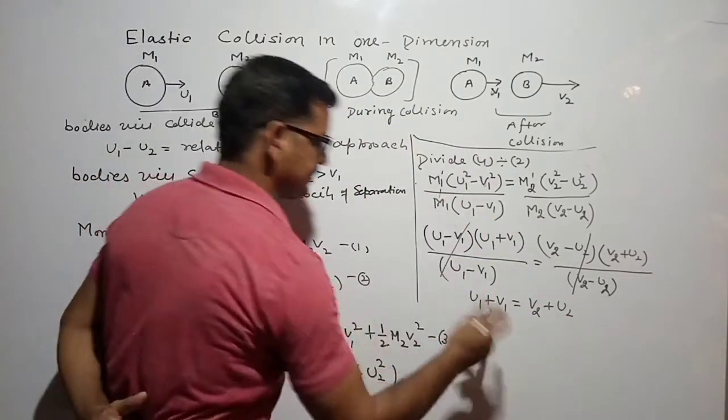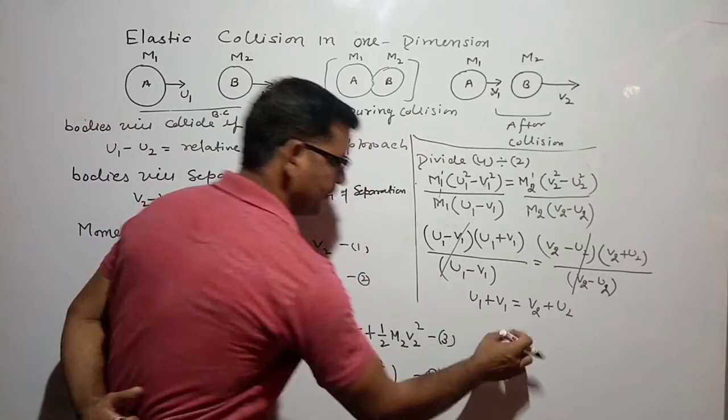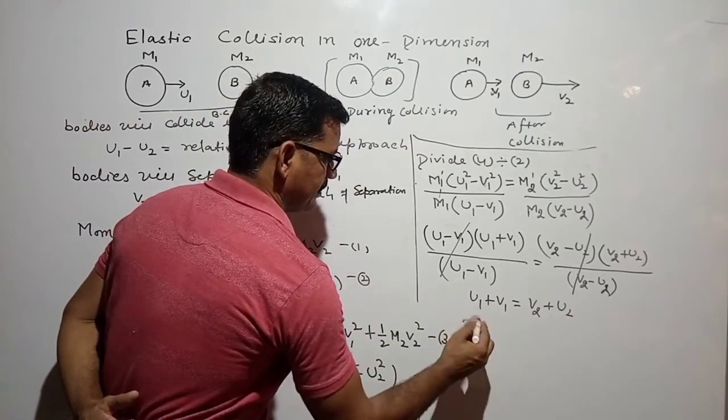So now just rearrange this, u1, take u2 here, so what is there?